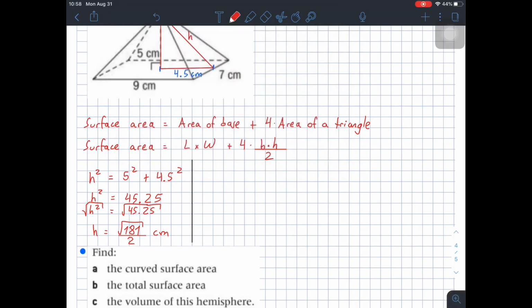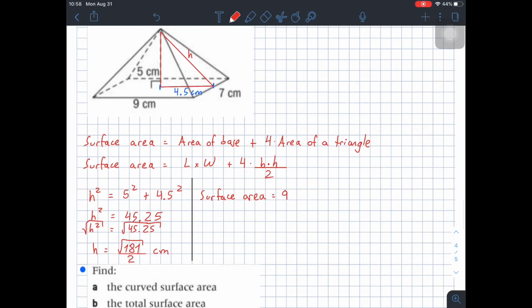We're gonna say that the surface area is equal to the length, which is 9, times the width, which is 7, plus 4 times the base, which is 7, times the height, which is square root of 181 over 2. And by doing all of this, we're going to find the surface area.